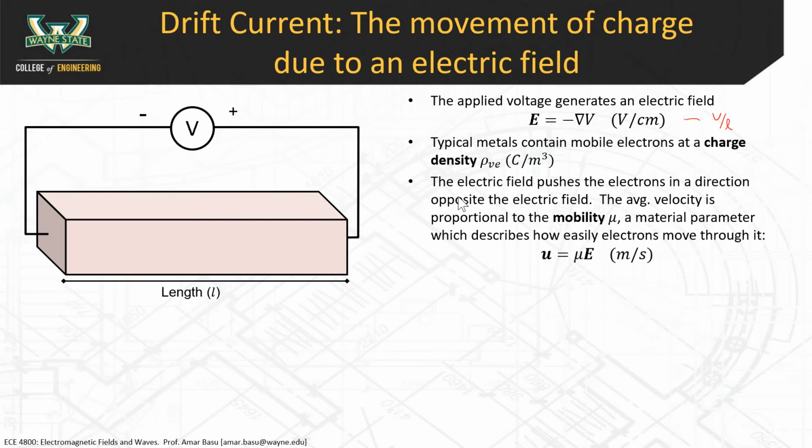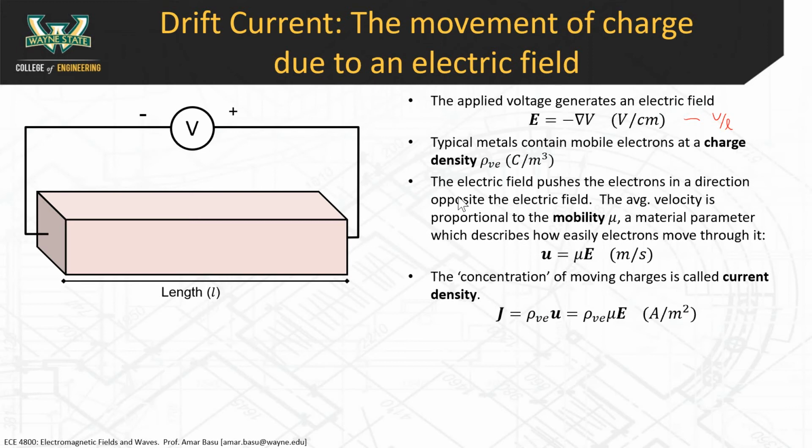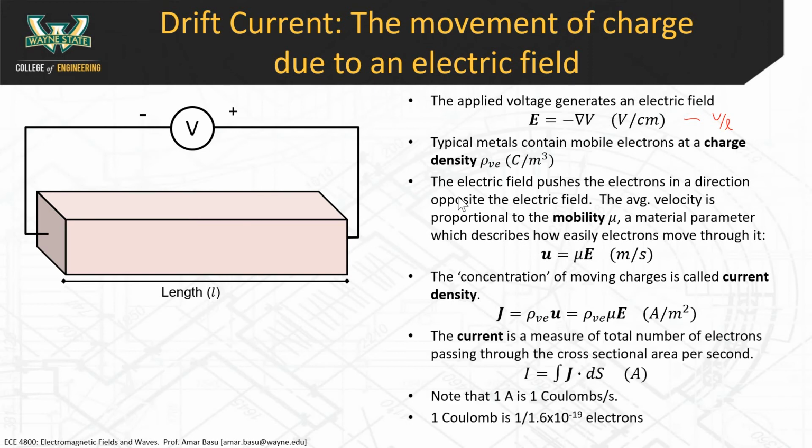I'm just going to put this out here like this so you can see some animations. Start here at the top. The applied voltage generates an electric field. The electric field is pointing from positive to negative, so from the positive side of the material to the negative side of the material.